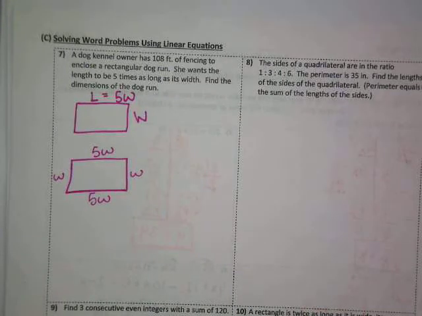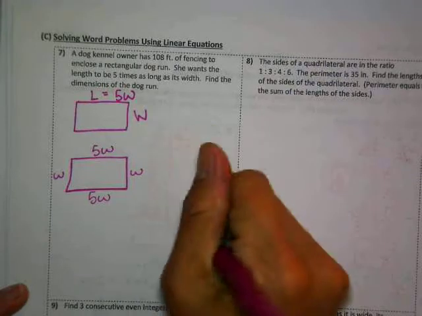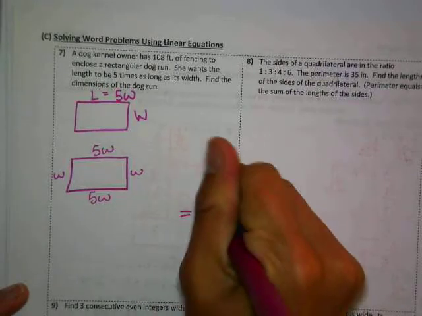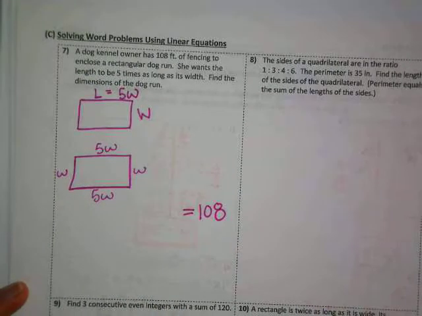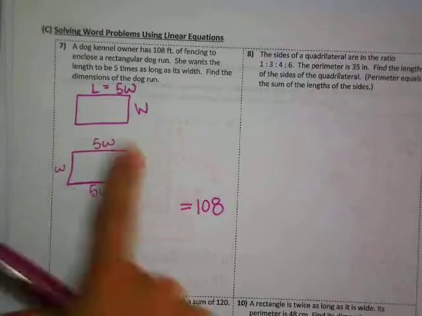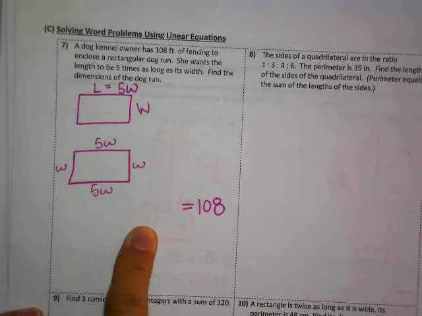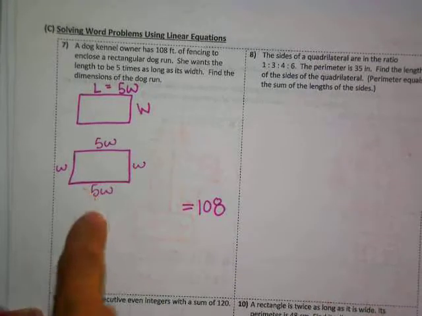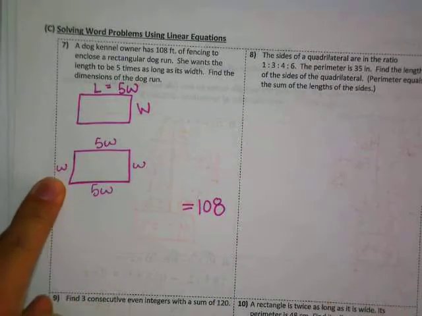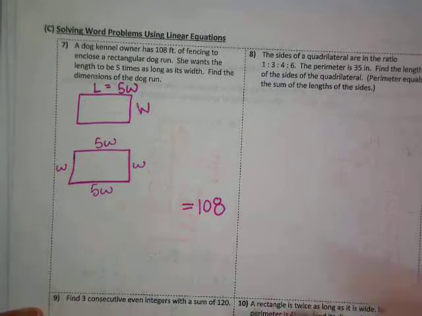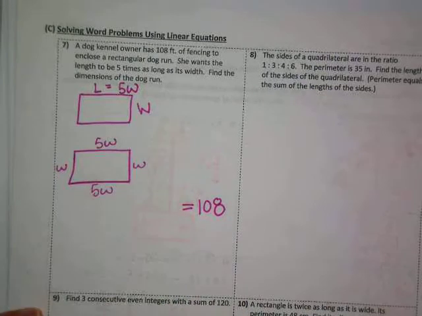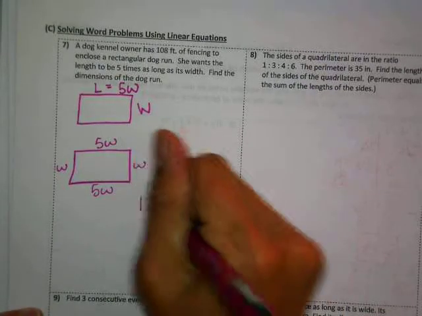Okay, what's the other piece of information I know? You have 108 feet of fencing. Very good. You have a total of 108 feet of fencing. And what do you think I'm going to do with all of these terms? Combine them. So 5w plus 5w plus w plus w is what? 12w. Yeah. 5 plus 5 plus 1 plus 1. So 12w.